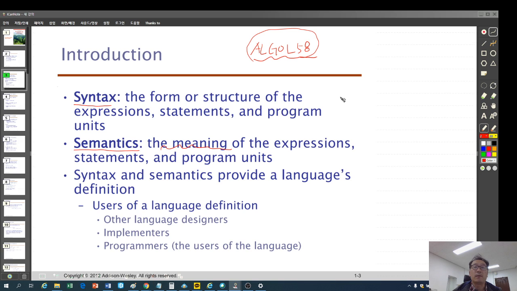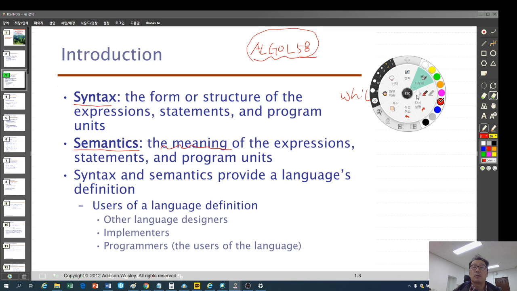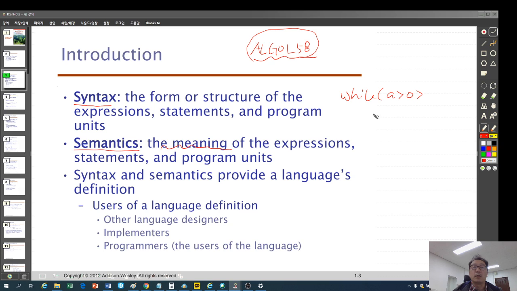For example, if we define while a > 0, we do, let's say, b is b plus 1. We know the meaning of this statement, right? As long as a is greater than 0, b is increased by 1. So the syntax means what is the correct grammar in a programming language, and the semantics means what is the meaning of this statement. That is syntax and semantics.